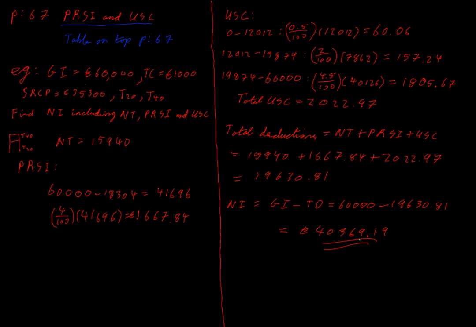So you can see all you have to do for PRSI and USC is follow the instructions on the table, and then you add on these extra expenses, these extra taxes that they're charging. You find your net tax as normal, and then you add on your PRSI and your USC following the instructions in the table. And then you just add up your total deductions, take it away from your gross income, and we get our net income, or our take-home pay. And that is what we need for now.